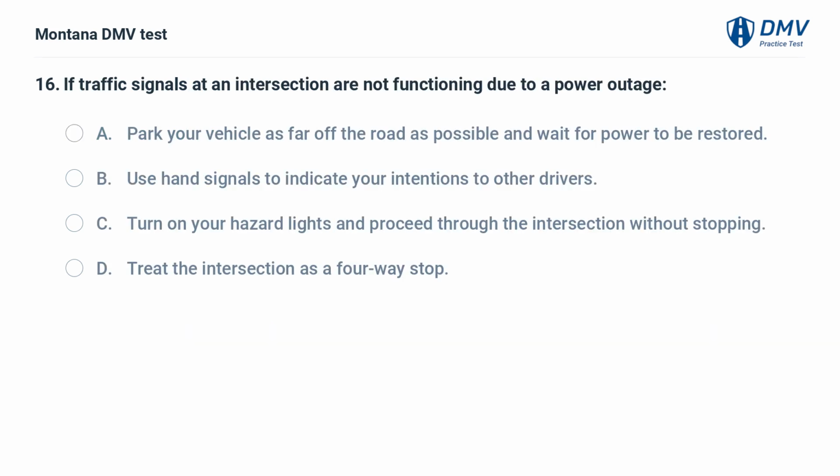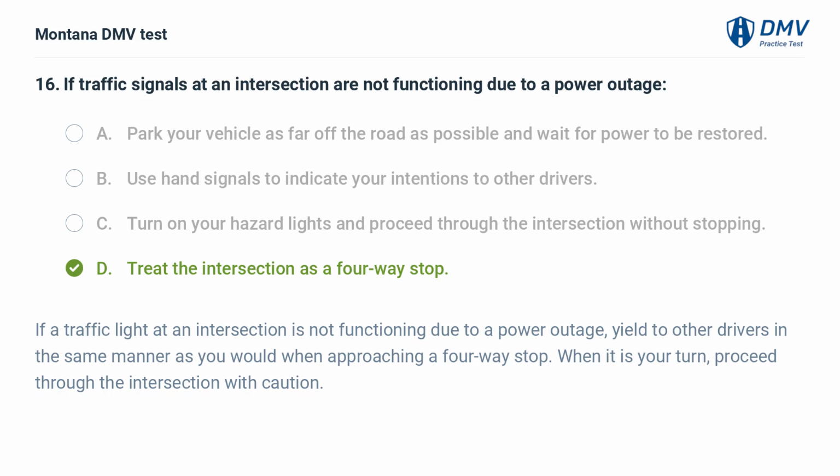If traffic signals at an intersection are not functioning due to a power outage, A. Park your vehicle as far off the road as possible and wait for power to be restored. B. Use hand signals to indicate your intentions to other drivers. C. Turn on your hazard lights and proceed through the intersection without stopping. D. Treat the intersection as a four-way stop.